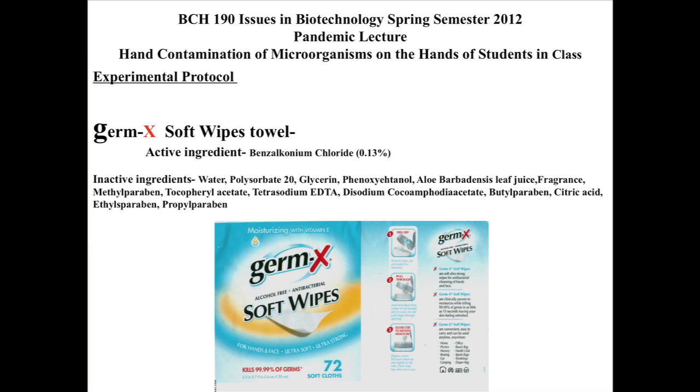So in this experimental protocol, Germ-X towels, and this is not an advertisement per se, there are other products that do something similar, but the active ingredient that you can read on the label here is benzalkonium chloride at 0.13%. Inactive ingredients are water, polysorbate 20, glycerin, just things to wet the hands, phenoxyethanol. But benzalkonium chloride is a broad spectrum antimicrobial that interacts with most bacteria and probably a broad spectrum of fungi as well.